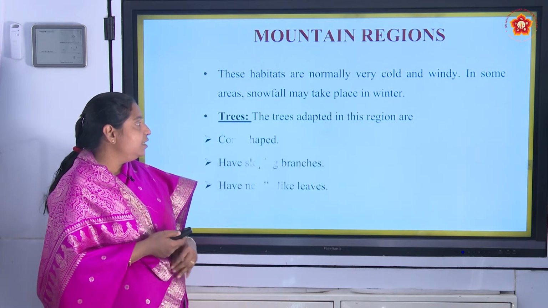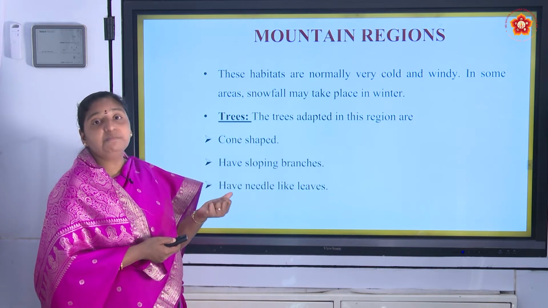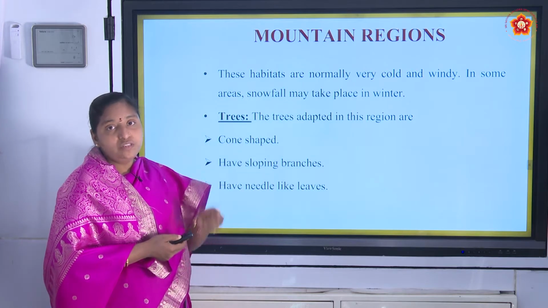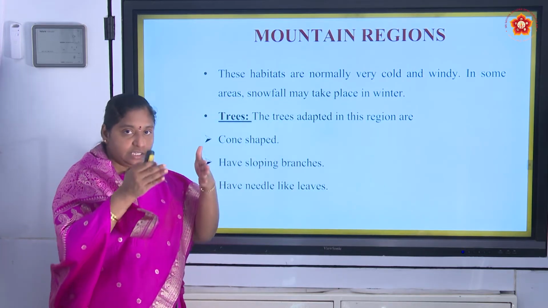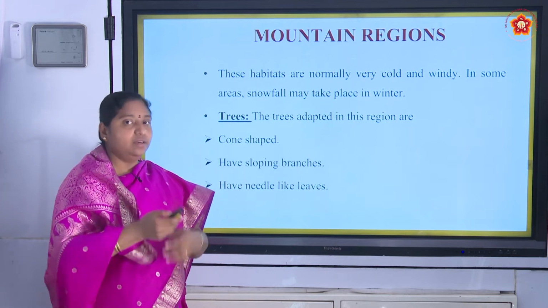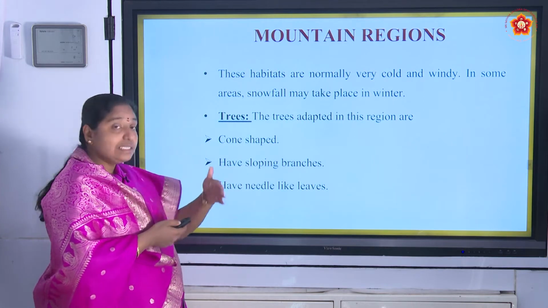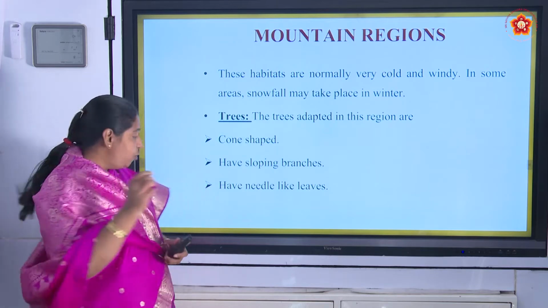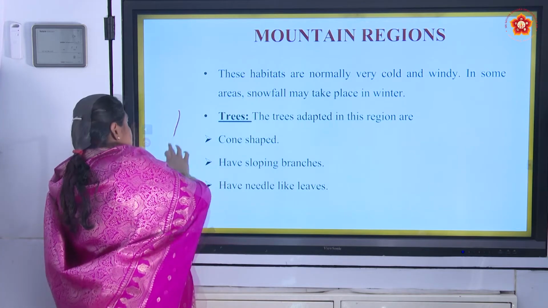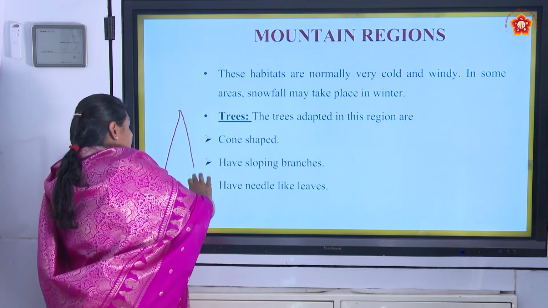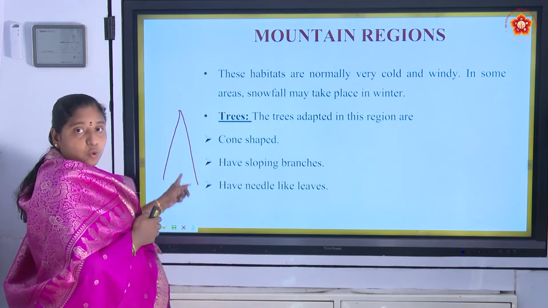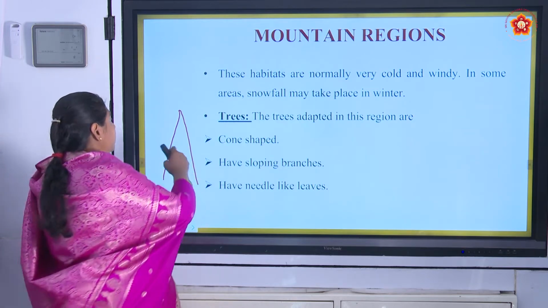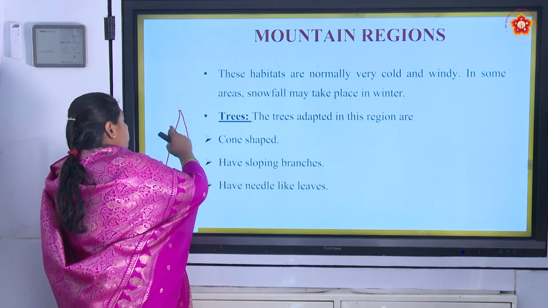And now we will see how the trees are adapted in this region. The trees are cone shaped. The shape of the trees is just like a cone and they have sloping branches. See, the trees will be like this. They are cone shaped with sloping branches, and they have needle-like leaves.